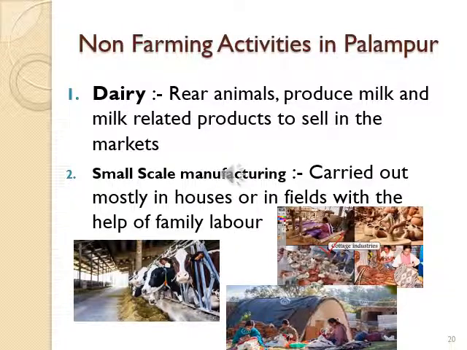With the help of family members and the family labor, they produce either in their own houses or in the fields. Like in the picture, they've given an example of cottage industry. So they're engaged in handicraft, pottery, and knitting. Like these ladies sitting in the fields and doing knitting and making cloth and related items. So these do not require huge investment. It can be done in the houses or in the fields using generally the family labor only. So that is an example of small scale manufacturing.